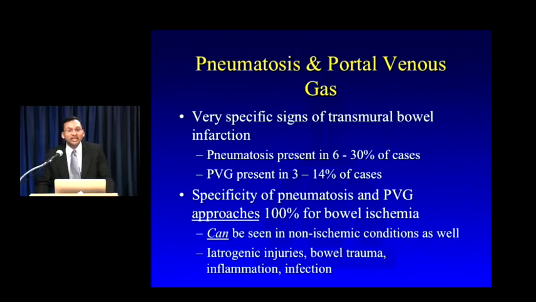There are some entities that can mimic bowel ischemia and can cause pneumatosis, or more rarely, portal venous gas. And these tend to be, for example, iatrogenic injuries to the bowel, trauma, injuries during a J-tube or a G-tube, or severe inflammatory or infectious disorders of the bowel as well. So it is theoretically possible to end up with pneumatosis, even in cases where you don't have ischemia. Now, I will admit, that is less common with portal venous gas. I've seen lots of cases of pneumatosis where the patient did not have bowel ischemia, but I haven't seen that many cases of portal venous gas without ischemia, although I have seen a few.